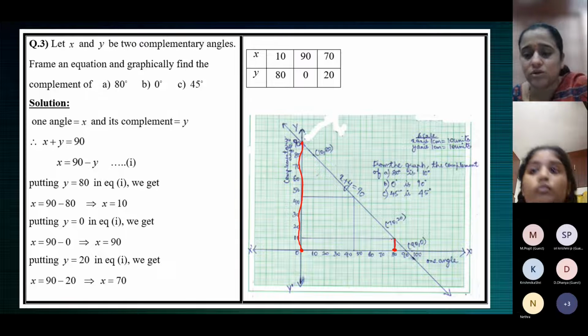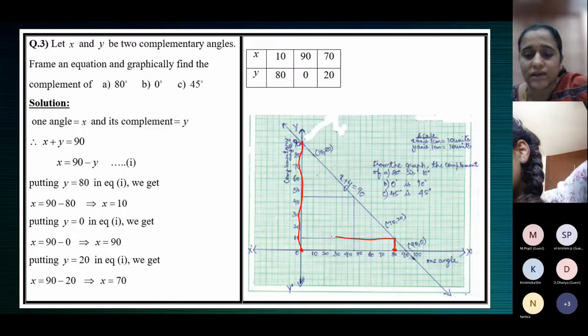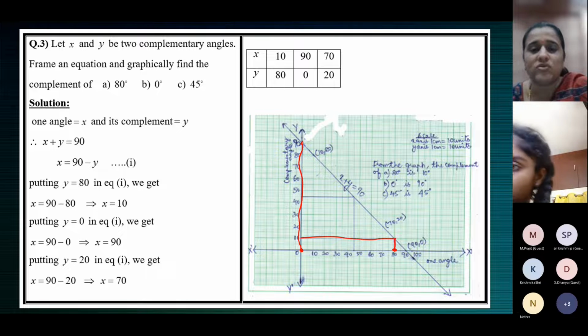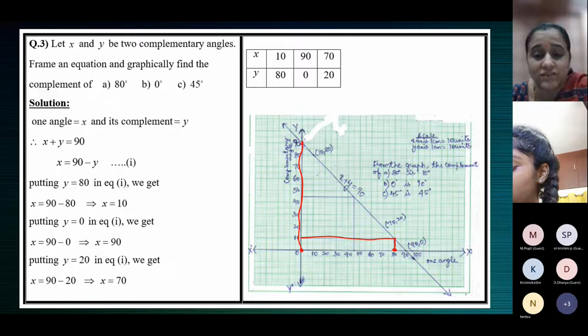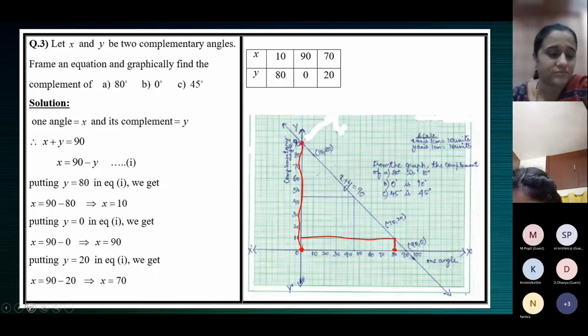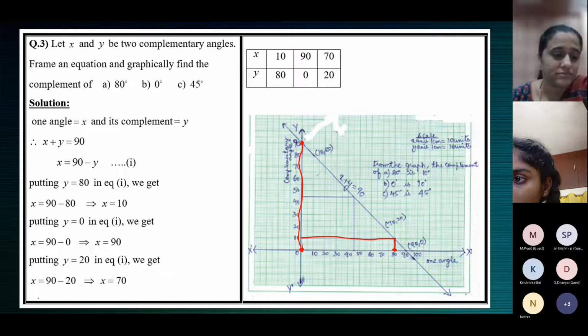And from there, what should you do? You should read the value on the y-axis. But here you don't have to do anything to read the value on the y-axis because this itself is on the y-axis. So when x is 0, y is 10. Oh, sorry. When x is 0, y is 90.